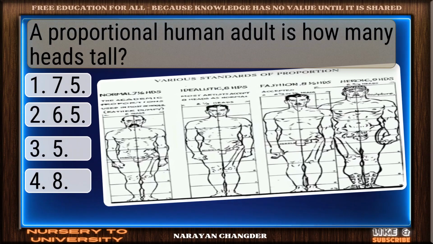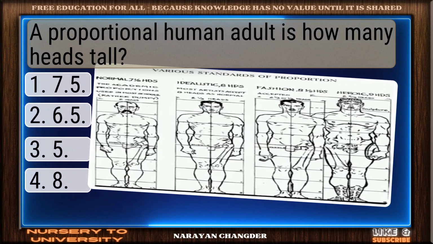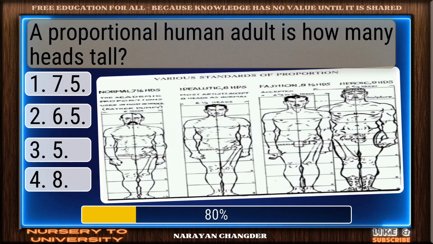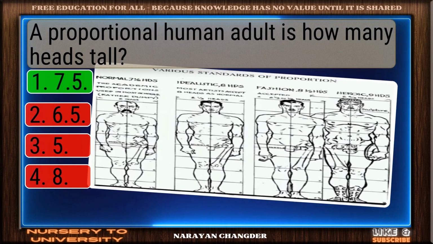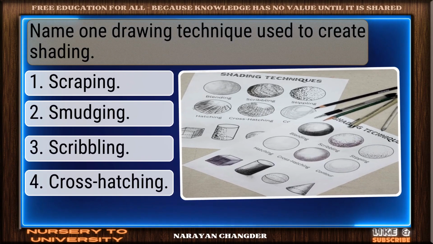A proportional human adult is how many heads tall? You chose 7.5, and it is correct. Name one drawing technique used to create shading.